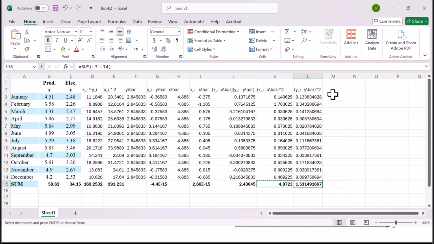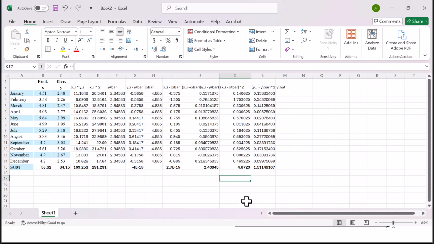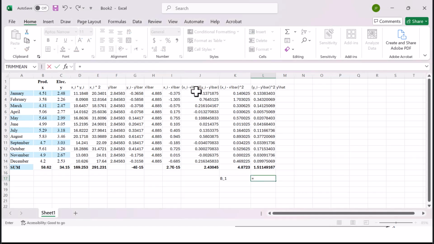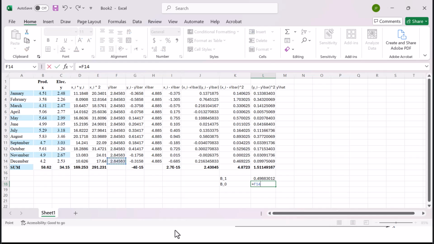Right? And then the next one is y hat, right? So for y hat, we need to calculate beta 1 and beta 0. So beta 1 is equal to the sum of xi minus x bar times yi minus y bar, divided by the sum of xi minus x bar square. So this is the value for beta 1. Then beta 0 is equal to y bar minus this one that we found, beta 1, multiply this one, right?